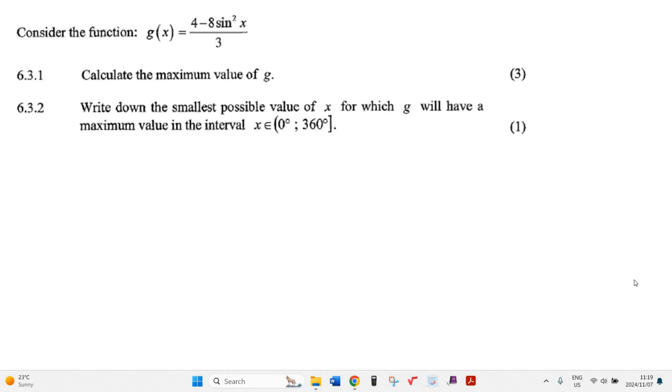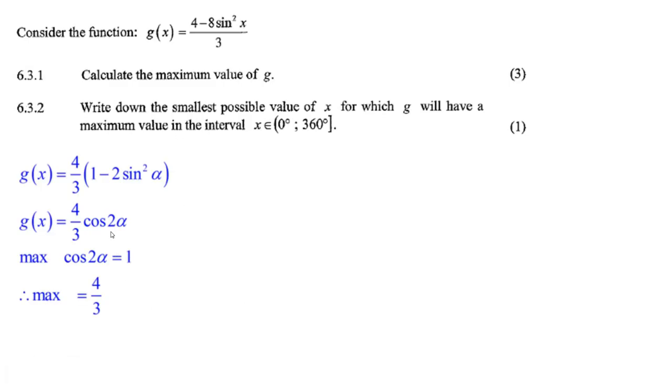Okay, now this question was a bit tricky. You've got this thing, 4 minus 8 sine squared of x over 3, and we're supposed to find the maximum value of g. Well, this is a little bit weird looking, but if I factored 4 out of here, it'd be 1 minus 2 sine squared. Oh, and that just changes to cos 2x. That's the big trick you've got to see.